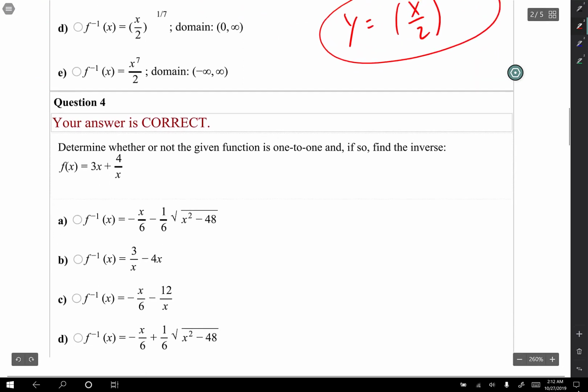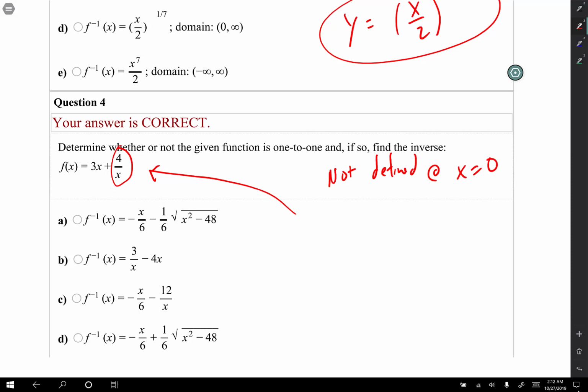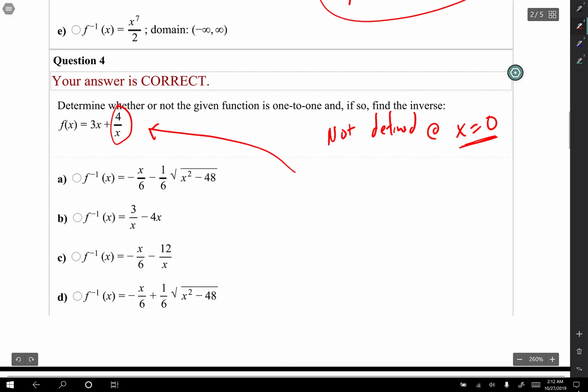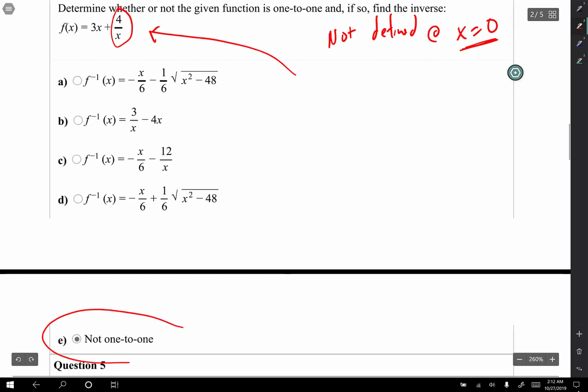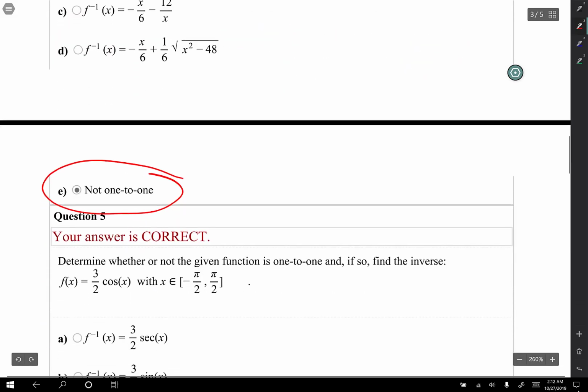Determine whether or not the given function is one-to-one, and if so, find the inverse. Okay, this function right here, you're not defined at x equals 0. Because you're not defined at x equals 0, that means that not every element has a y value. Every x has to be paired with a y, every y has to be paired with an x. So this one is not one-to-one.